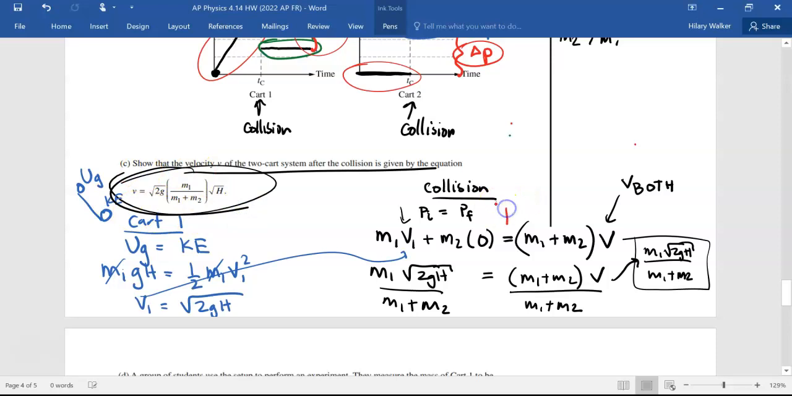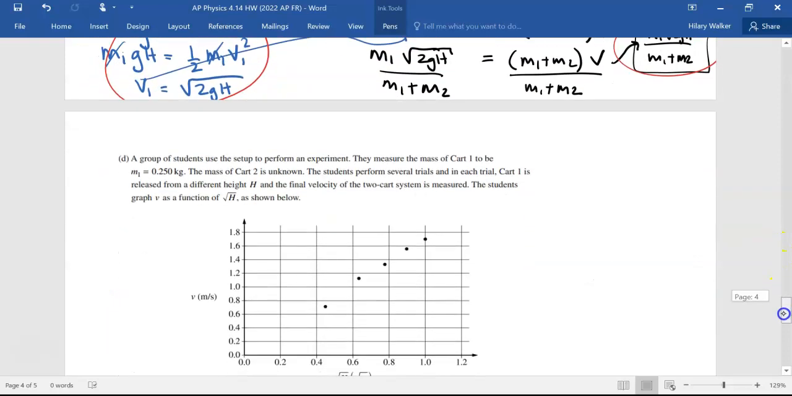So for this one, you get 1 point for using momentum conservation for this problem. You get another point for using energy conservation to find the velocity of cart 1 right before the collision. And then you get 1 point for combining those two equations together correctly to get your final answer. So kind of 1 point for putting all the ideas together. You could also use kinematics equations for this one. I like energy conservation. I think it's the best bet for that one. So that is out of 3 points. Okay, let's go ahead and go on to the next one.